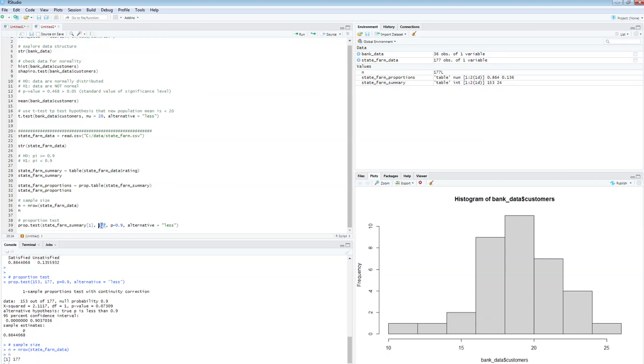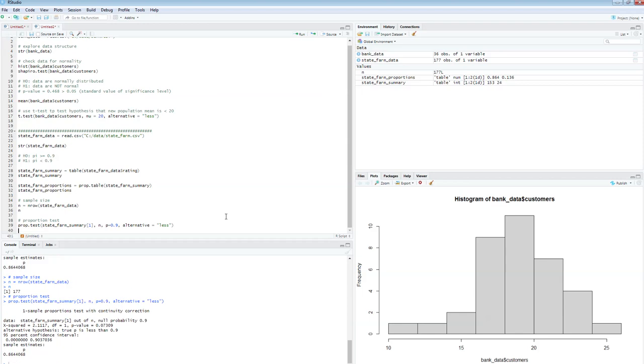So now instead of here 177, I can just say n. And my hypothesized proportion in the null and alternative is 0.9. Alternative is less. I'm going to run it again, and I should get the same exact output, right? No difference really. Yep, there it is. 0.07309 is my p-value. Okay.